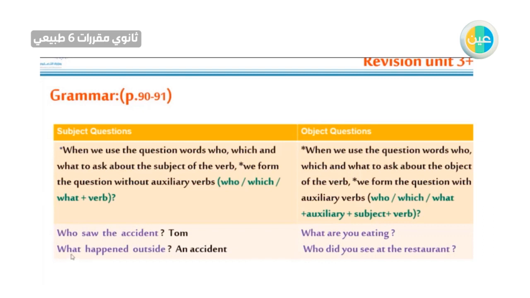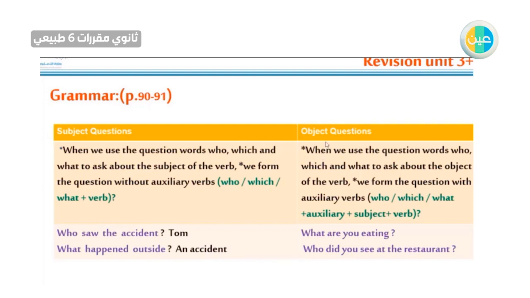What happened outside? An accident. Subject. An accident happened outside. So the question is, what happened outside? You don't need any auxiliary. Okay? Just the same sentence. Add the question word and then everything as it is.